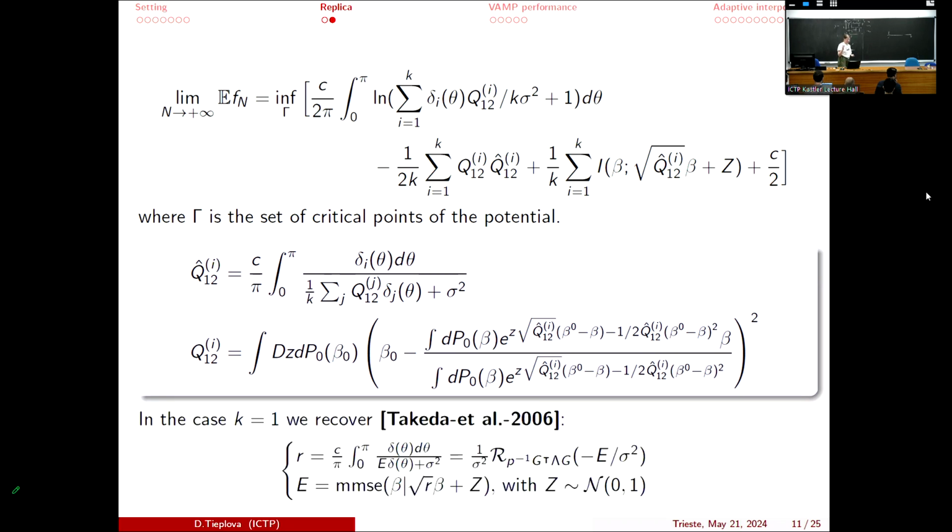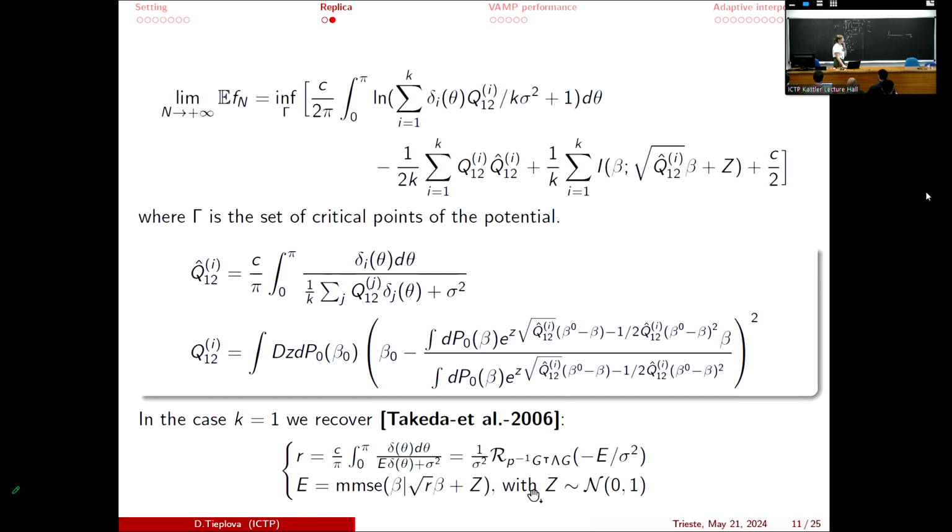And indeed, just to see that it is legit, we took k equal to 1, and then we recovered the result that was obtained before for Gaussian design matrices. Here it is written more explicitly that in this case our second equation is just the minimal mean square error of the signal drawn from this much easier scalar channel, where we have square root of q hat, 1, 2, and that is just Gaussian noise.